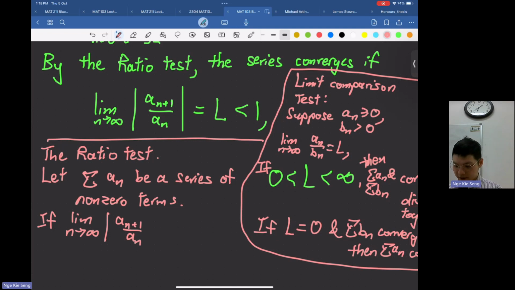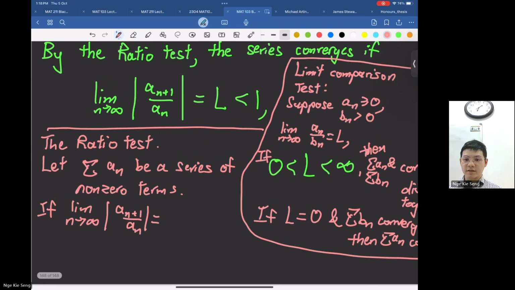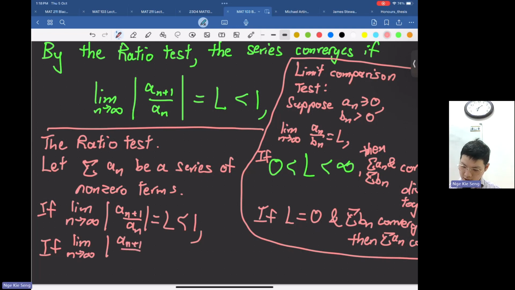Okay, so how many cases are there in the ratio test? 3 cases. One case is the limit is less than 1. The other case is the limit is greater than 1. The last case is equal to 1. So what do we have?